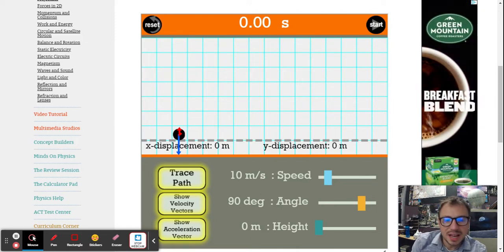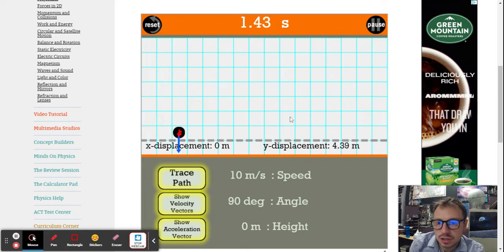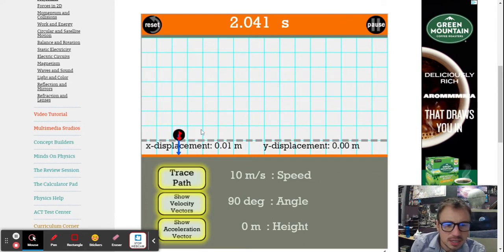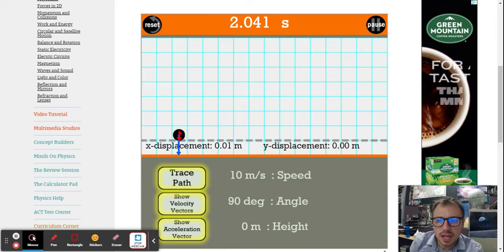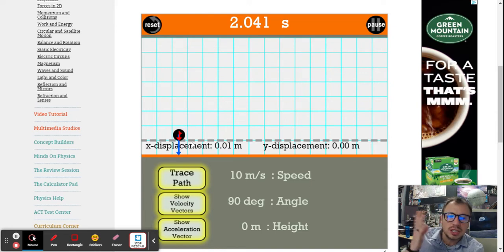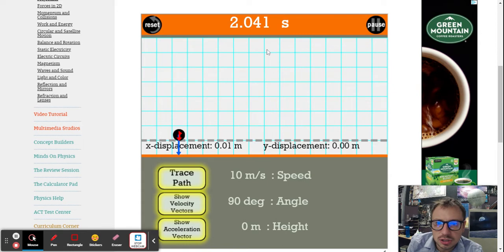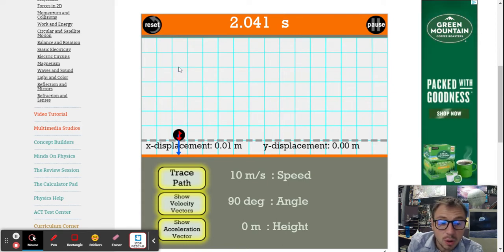So let's just go ahead and look at what happens at 10 meters per second. We can shoot, and this is going to go up and down. It's kind of hard to see because it's not a very large initial velocity, but it's basically just launching this projectile up and down. You can see it took 2.041, but that's all the way up and down. We want it just to the peak.